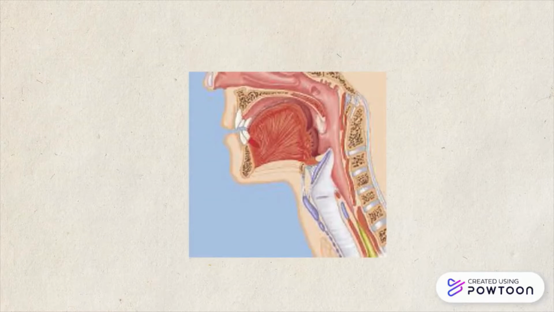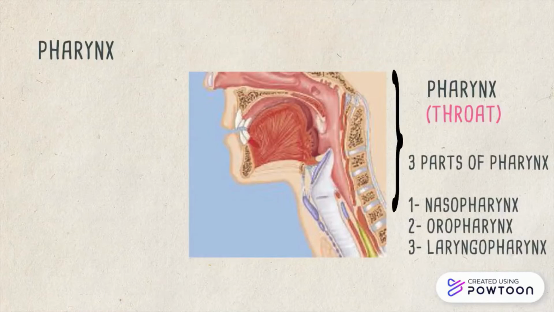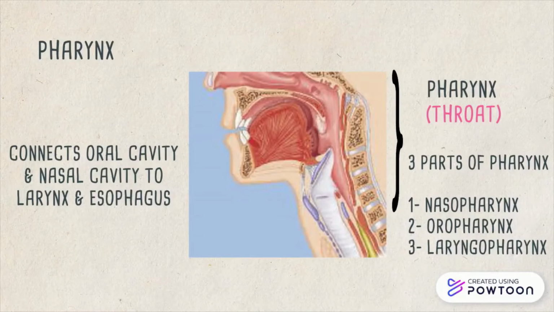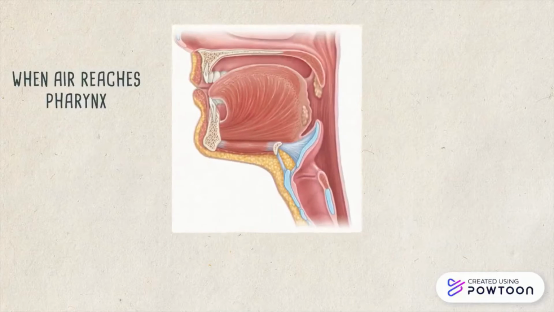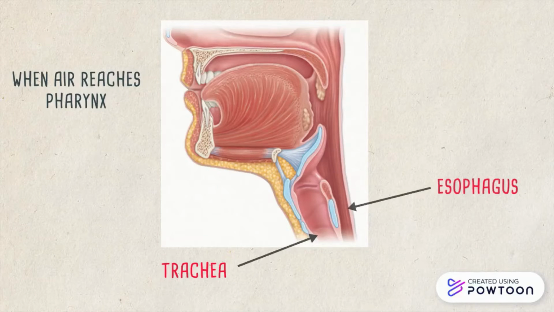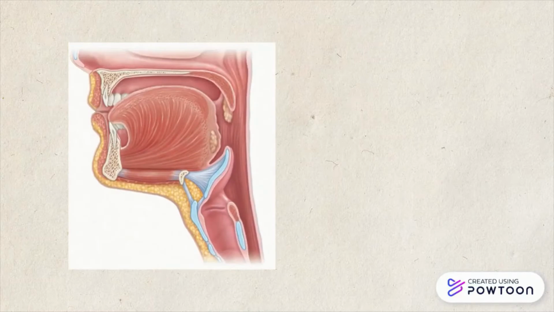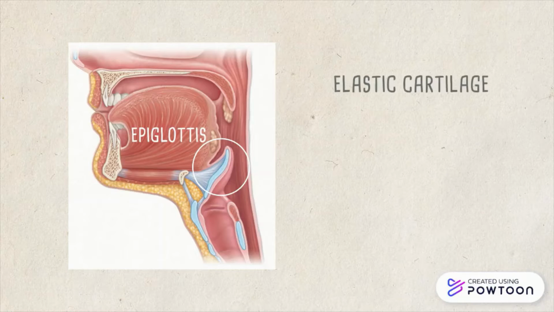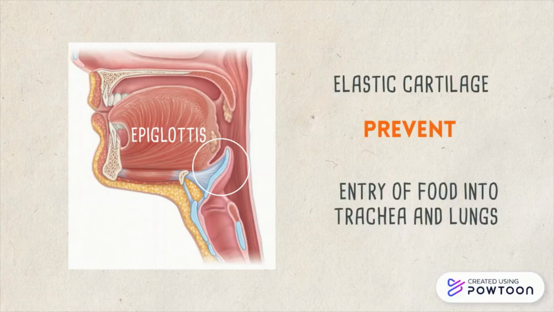The next structure of the human respiratory system is the pharynx. The pharynx is also known as the throat and lies behind the nose, the mouth, and also the larynx. It connects the oral cavity and nasal cavity to the larynx and esophagus. When the air reaches the pharynx, there are two structures where it can go further. The first is the trachea, which lies in the front, and the second is the esophagus, which lies at the back. One important structure to note here is the epiglottis. The epiglottis is a flap of cartilage which covers the entry of the trachea and prevents entry of food into the trachea and lungs.